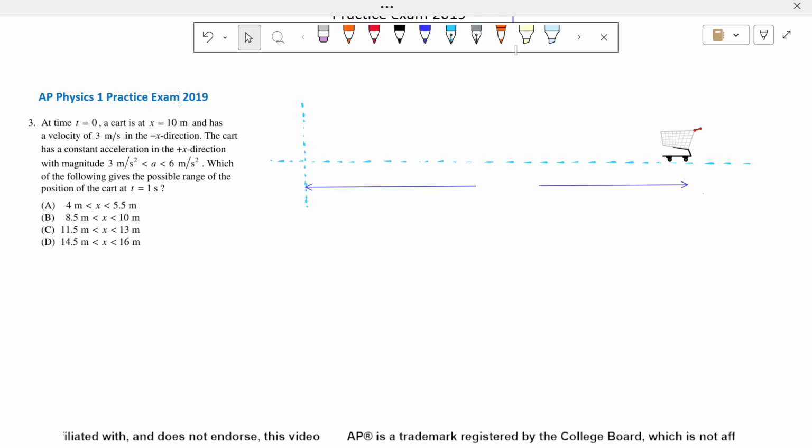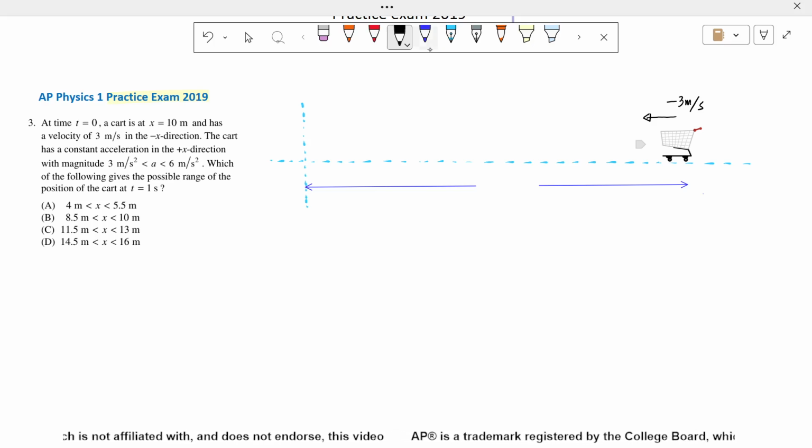Hi, this is a question about kinematics taken from the practice exam 2019. You can see a car that is moving in a negative x direction with a velocity, as given in the question, of negative 3 meters per second. So I'm taking the leftward direction as negative.